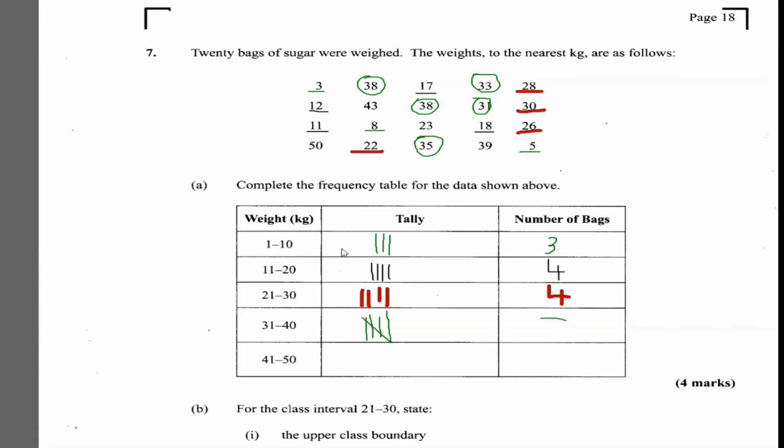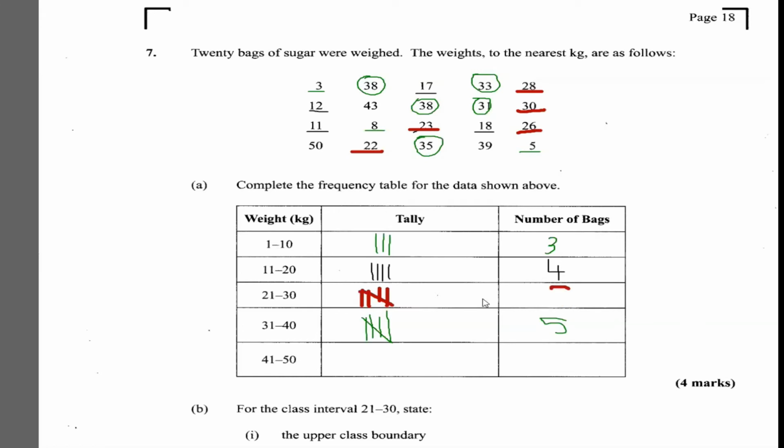As you can clearly see, I missed 23. 23 should be in red. Sorry, 23 in red. So this should actually be 5.